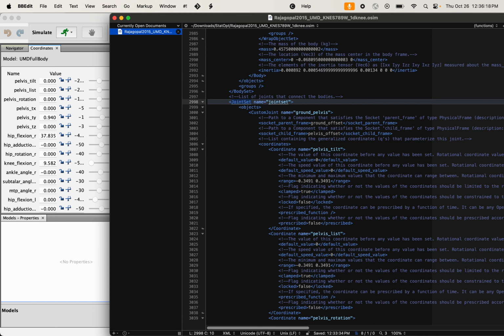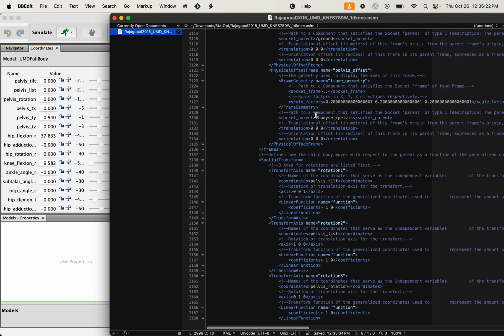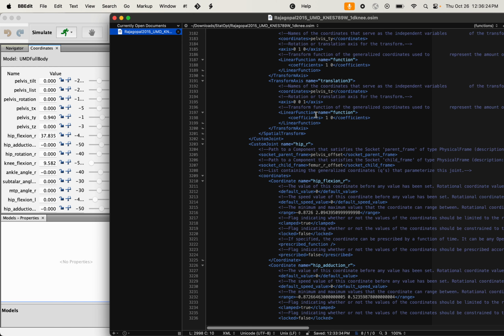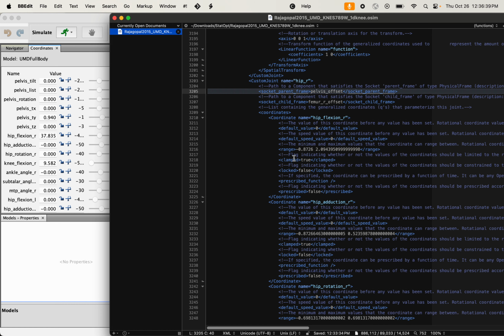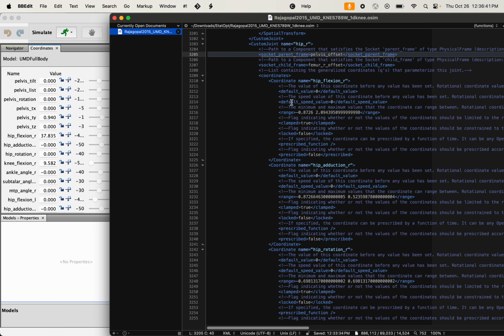So I'll go to my joint set, and it starts with my pelvis relative to the ground. I don't really care about that here. So let's scroll down and find my hip. So there's my hip, and it's got a parent frame, pelvis, and a child frame, femur. That's just saying this joint exists as the femur relative to the pelvis. Then it defines the 3 coordinates that I'm going to use to specify the motion of those 2 frames relative to each other: hip flexion, hip adduction, hip rotation.